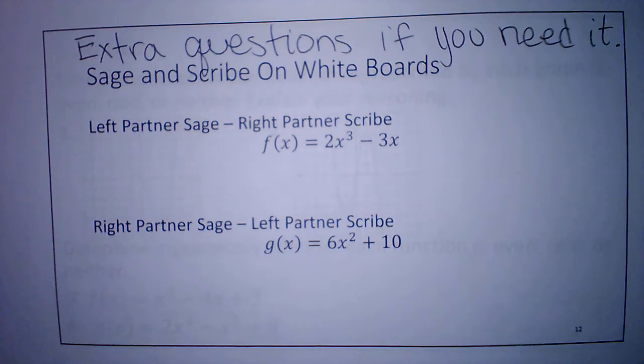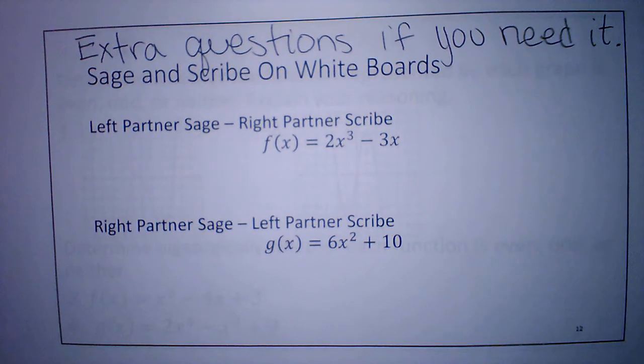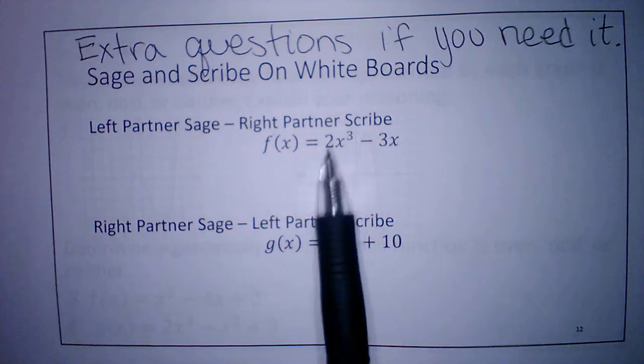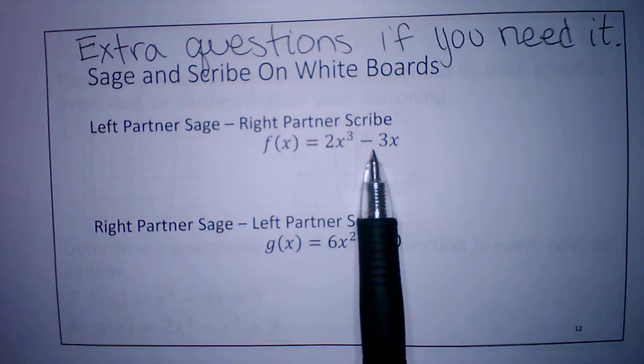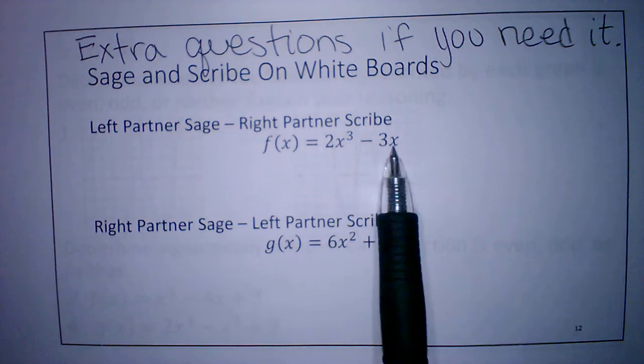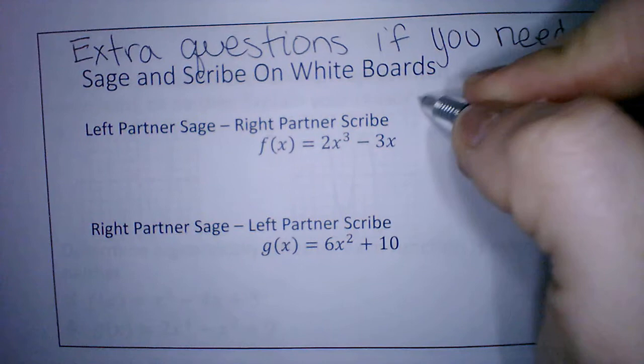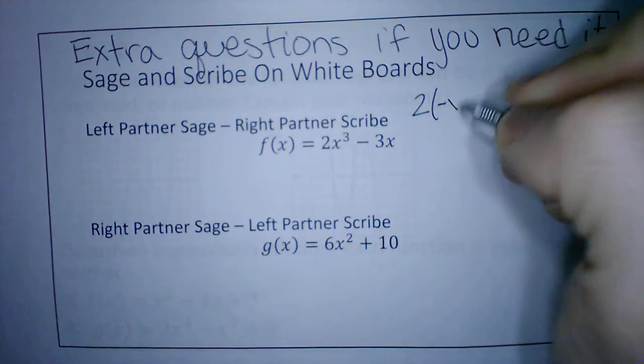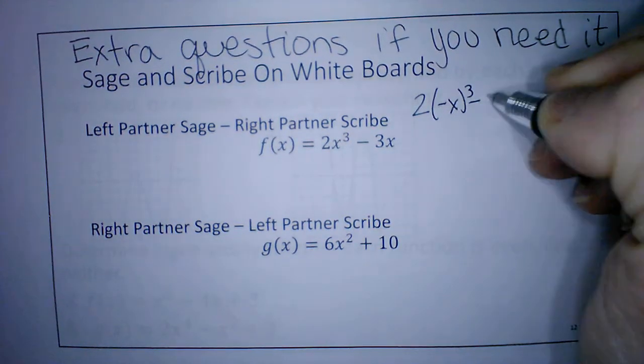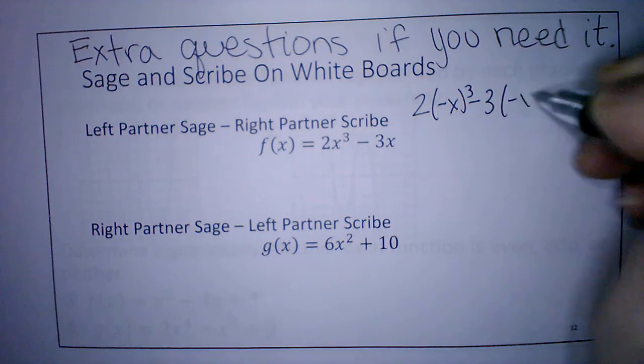Alright, as promised, here are those 2 extra questions. I would, again, try these on your own first, and then watch me go through it, pick up any mistakes that you made along the way. For f of x, starting with the first one, first thing we're going to do is see if it's even. The way we do that is by putting negatives in for both of our x's and seeing if they're the same. So I'm going to do 2 negative x to the third minus 3 negative x.